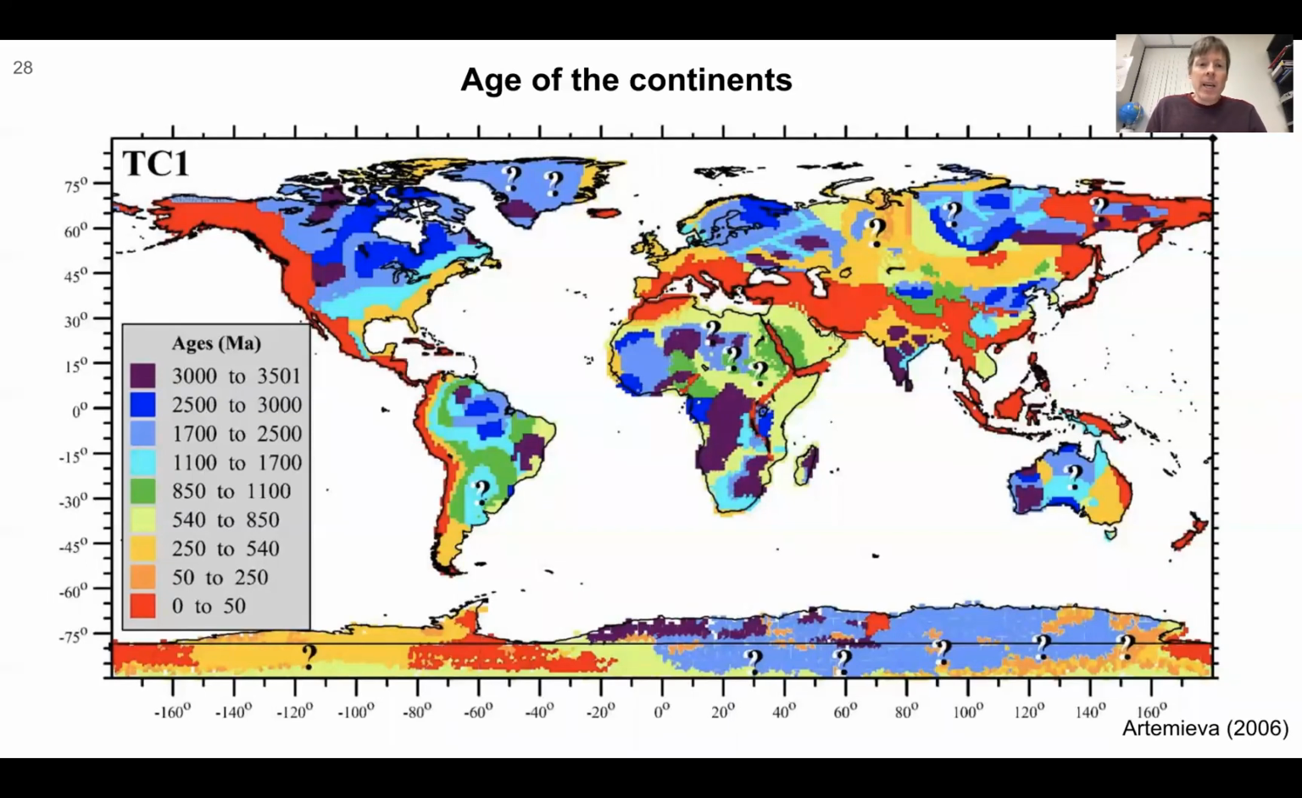Here's a map showing the age of the continents from a published paper, and this is in millions of years. So the dark purple here is 3,000 to 3,500 million years old. That's 3 to 3.5 billion years old. And we see that there are pockets of this on pretty much all the continents. You can see these purples in here that are showing the oldest material on Earth. By comparison, the oldest seafloor would be less than 200, so sort of at the youngest ages here.